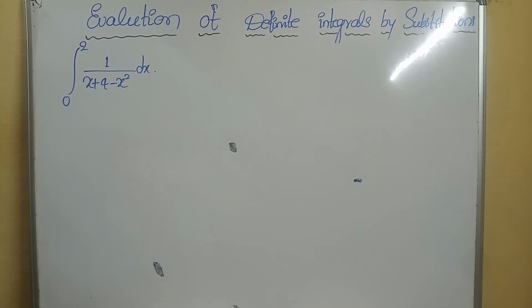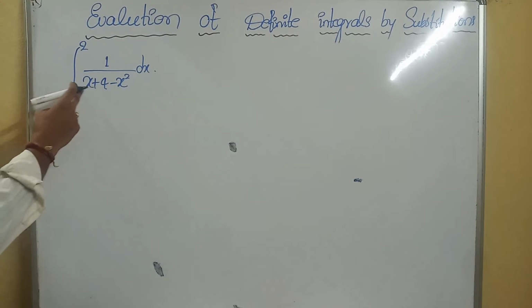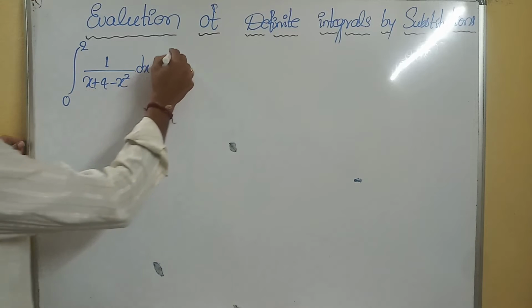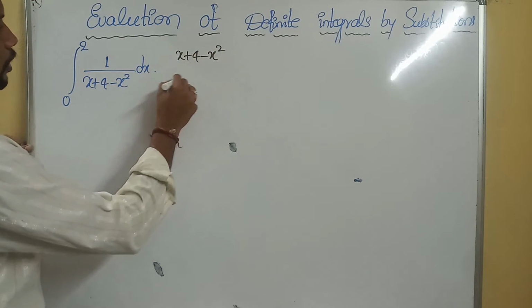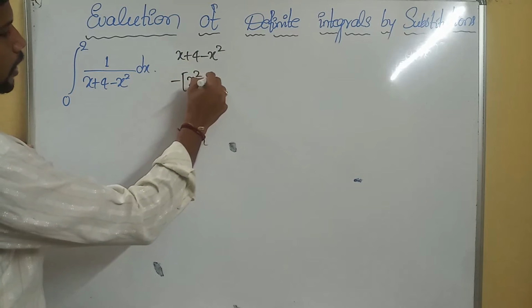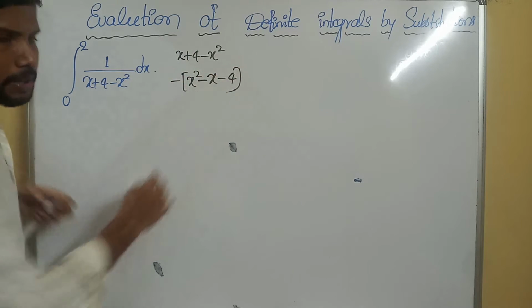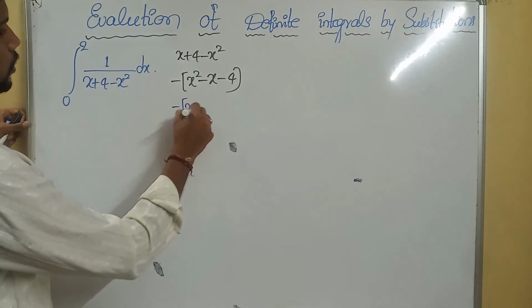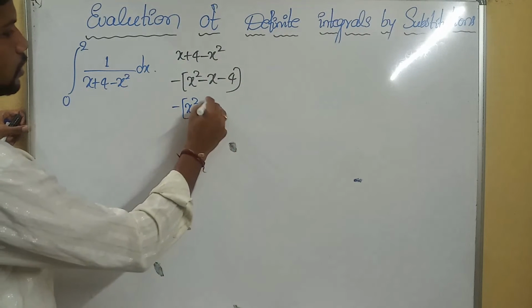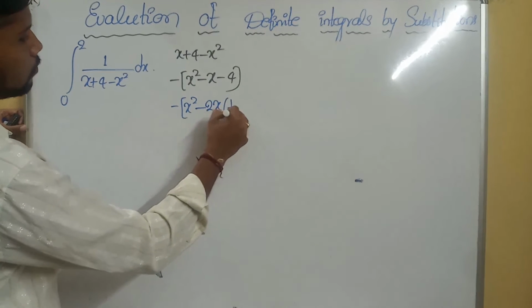Observe the next example. 1 divided by x plus 4 minus x square is there. First of all, I'd like to write the quadratic equation. Take minus taken common, x square minus x minus 4. Getting my point clearly? Okay, after this one minus will be common, x square, a square minus 2ab, 2 into x into 1 by 2.